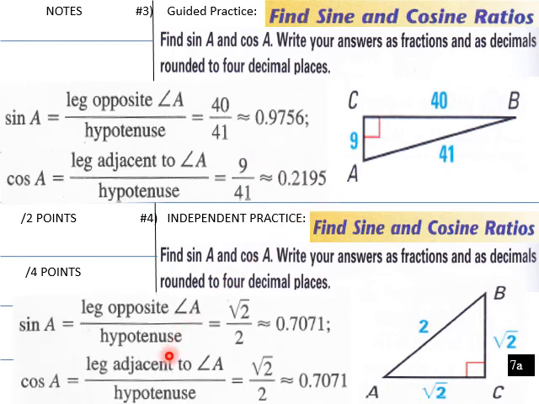And then for number 2, square root of 2 over 2 will be this number here, and then square root of 2 over 2 for this number here. We got a 45, 45, 90.